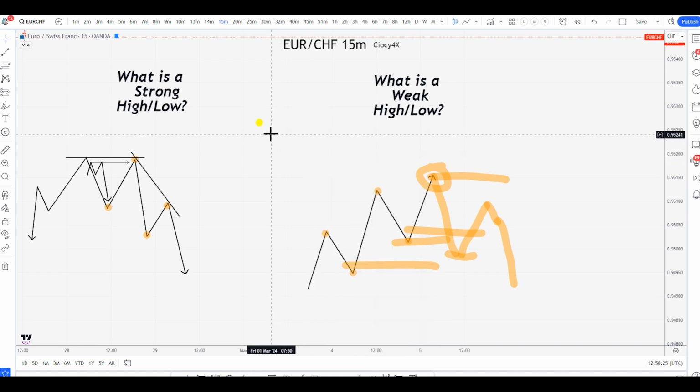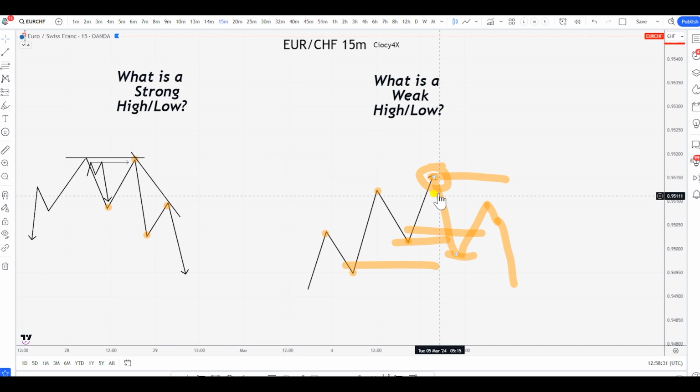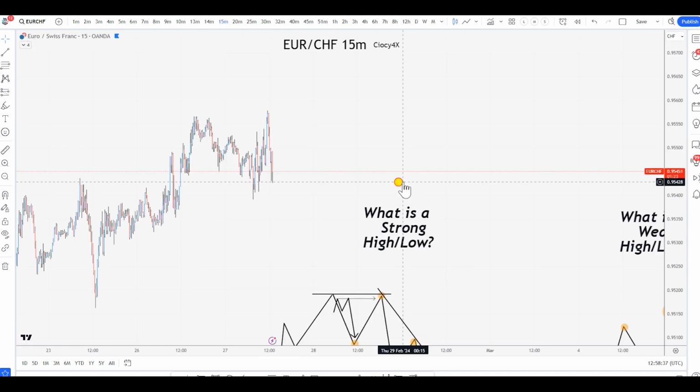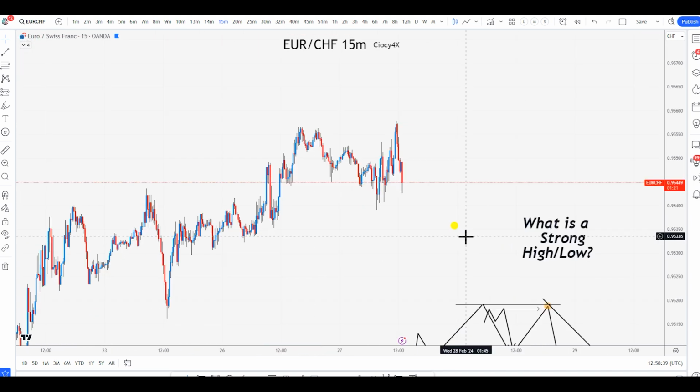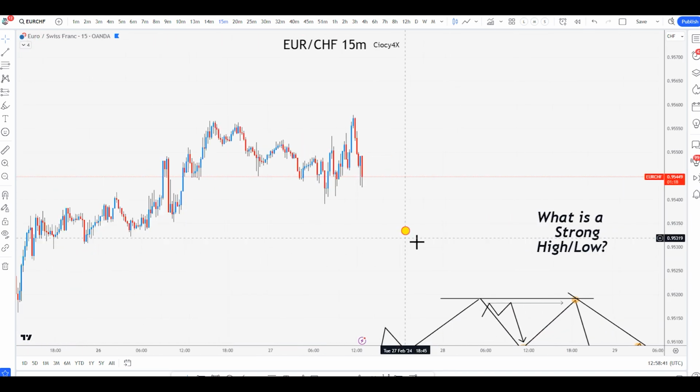Now, how do you use the strong highs and lows and weak highs and lows? Because now that you know that the most important way to see these highs and lows is this, you need to know how to use them. That's very important. So now let's go on the chart. I'm going to give you a real life example so you guys can understand what is actually happening.